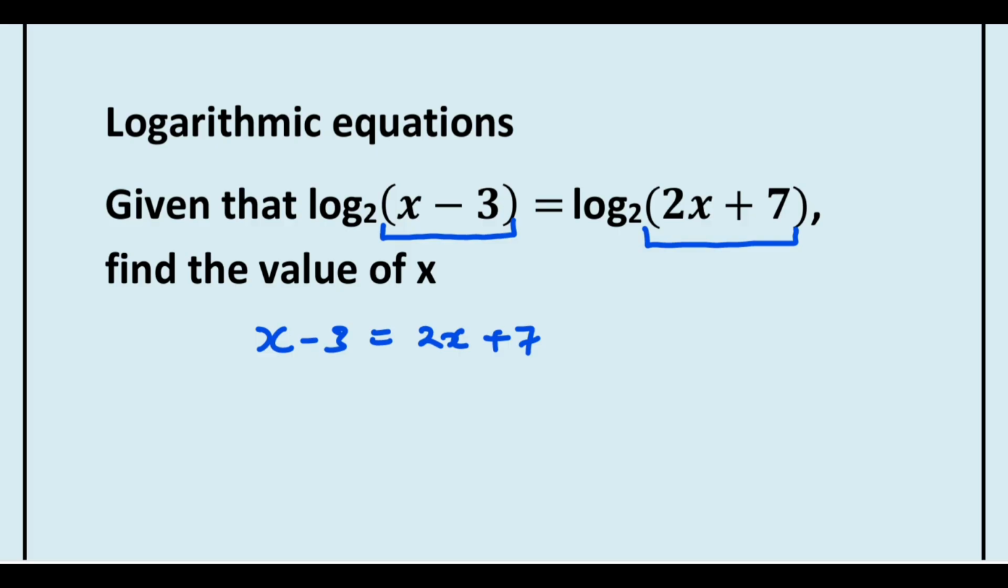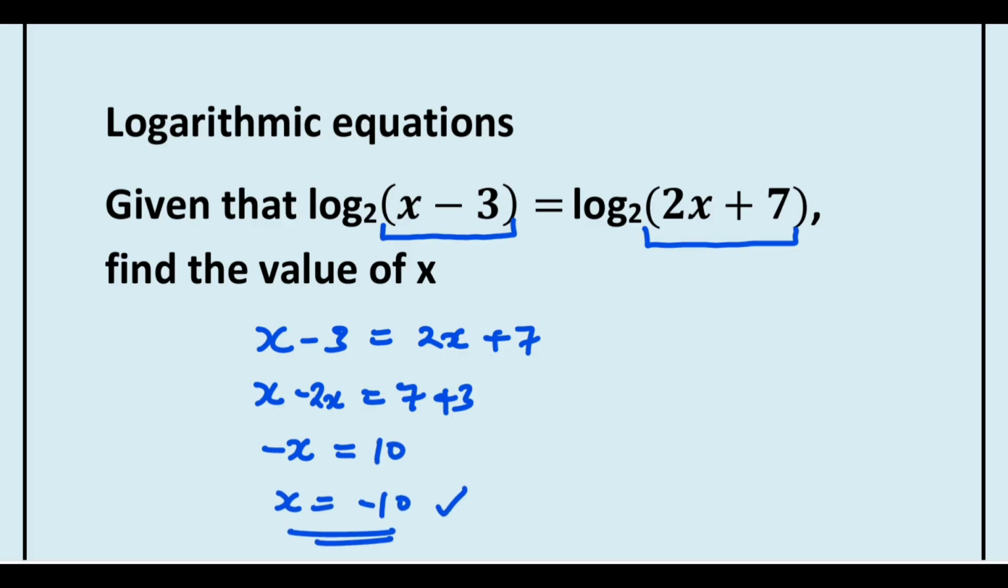So therefore, we shall have x minus 2x is equal to 7 plus 3. x minus 2x is negative x. 7 plus 3 is 10. So therefore, x is negative 10. That is how we get the value of x in this situation.